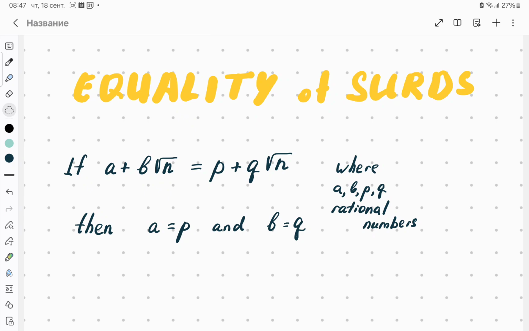Today we are diving into equality of surds, a key concept that will make your algebra much easier once you master it. First of all, I would like you to pay attention to how it works. So we are equating two expressions containing surds.